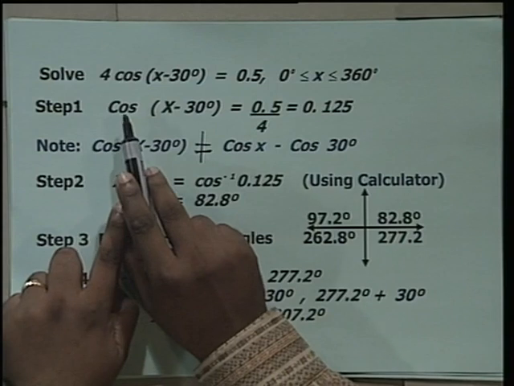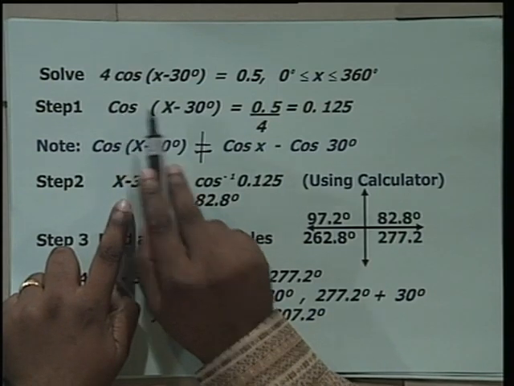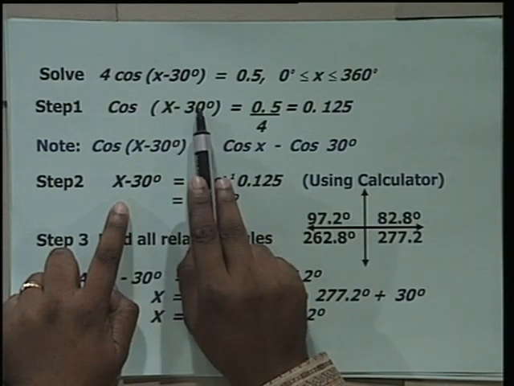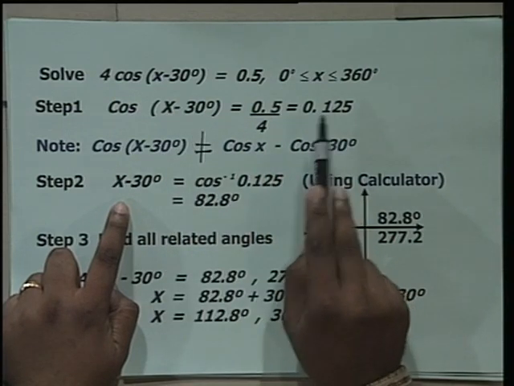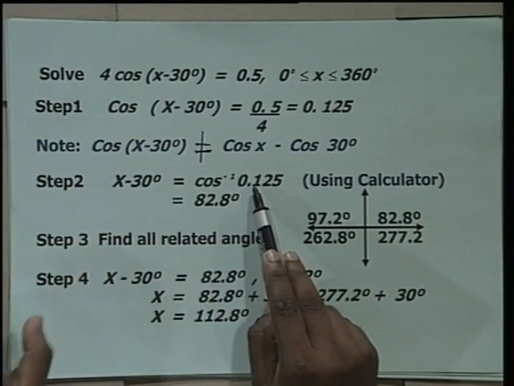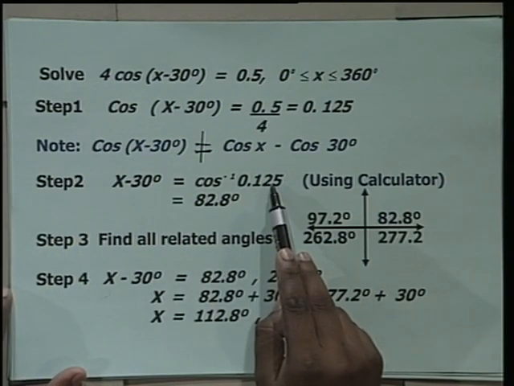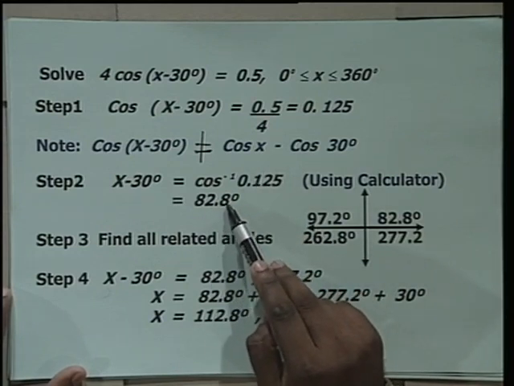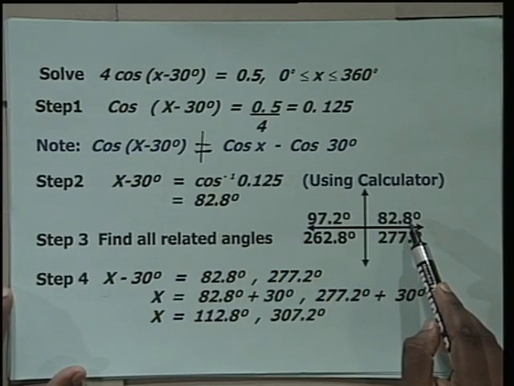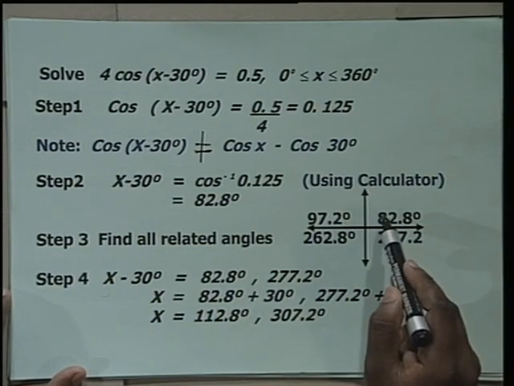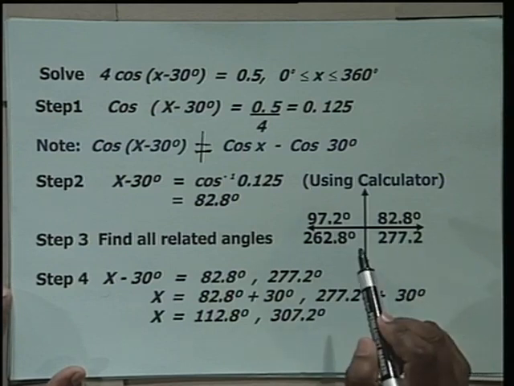The next step would be to take the inverse. That is, cos(x − 30) is equal to 0.125 implies x − 30 will be cos inverse 0.125. And we'll find this using the calculator, which is 82.8 degrees. The next step would be, as we did for the previous example, to find all the related angles.